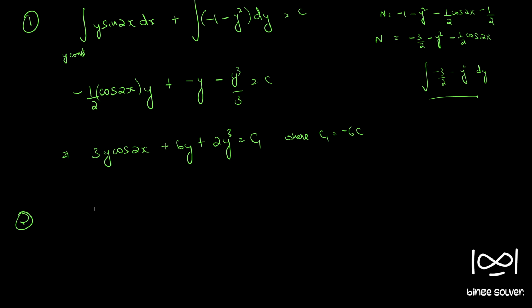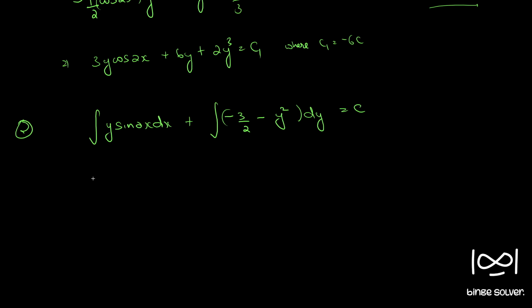We will have integral m sine 2x dx plus integral minus 3 by 2 minus y square dy equal to c. So the first part remains the same, so it is equal to minus 1 by 2 into y into cos 2x minus 3 by 2 y minus y cube by 3 equal to c.